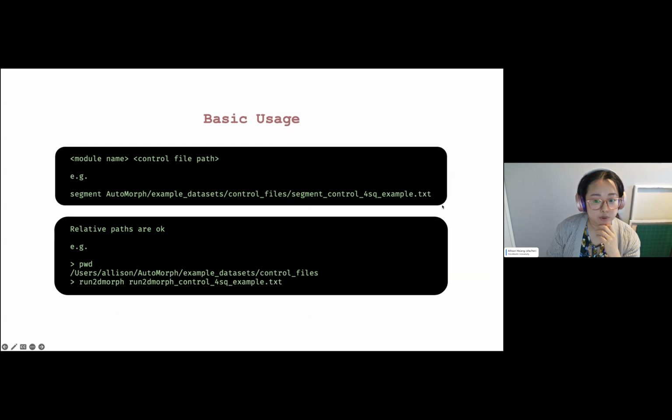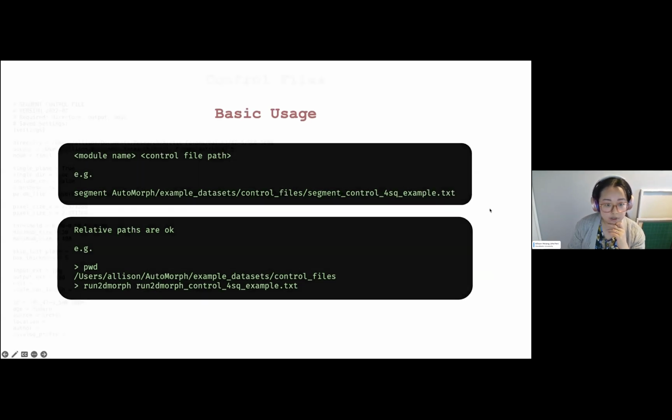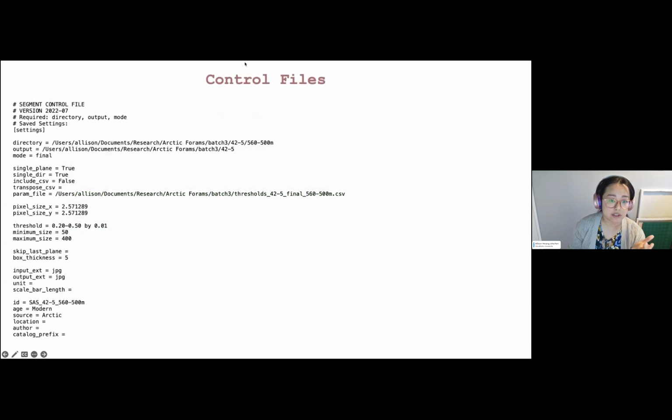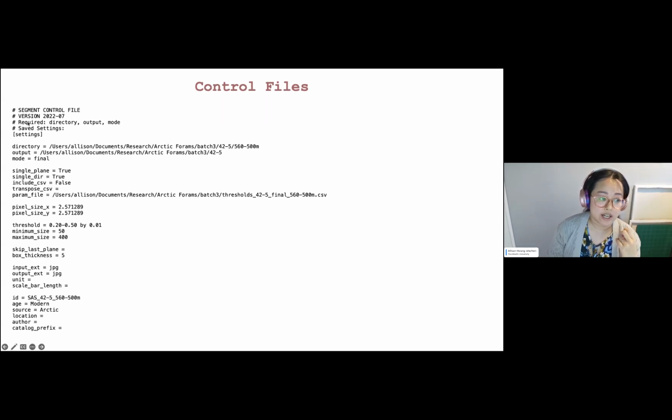So it's important now that we talk about what these control files actually are. These are basically just text files that give AutoMorph the parameters for the run that you're trying to do. So this is the control file for segment. And basically what we have here is, so these top 3, the directory, the output, or mode, as you can see, it says these are required. You have to tell AutoMorph these 3 things or it will not run.